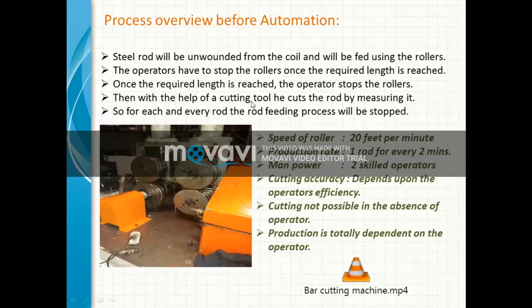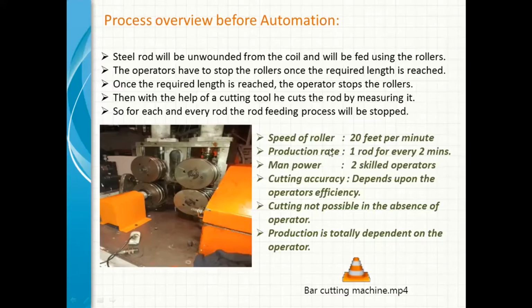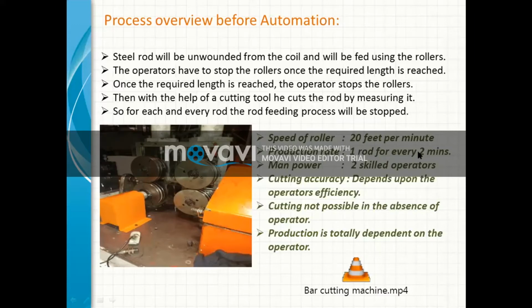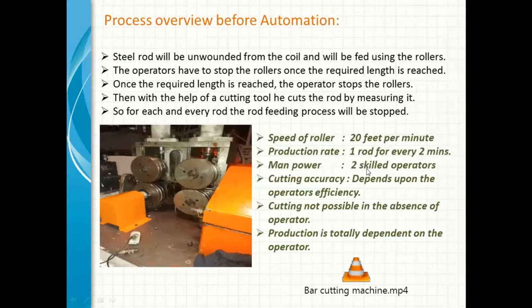So the customer asked us to automate this completely, and this was their requirement. The speed of the roller must be 20 feet per minute, and the production rate was 1 rod for every 2 minutes. Every 2 minutes, they could produce only 1 rod because they have to stop the roller and cut the steel with the cutting plier. This required 2 skilled operators, meaning operators who have to be trained in this process, because it is not that easy to cut this steel rod. There are a lot of safety issues also.